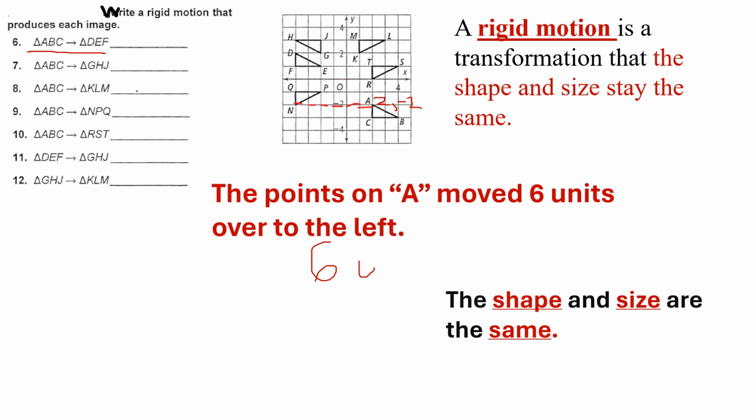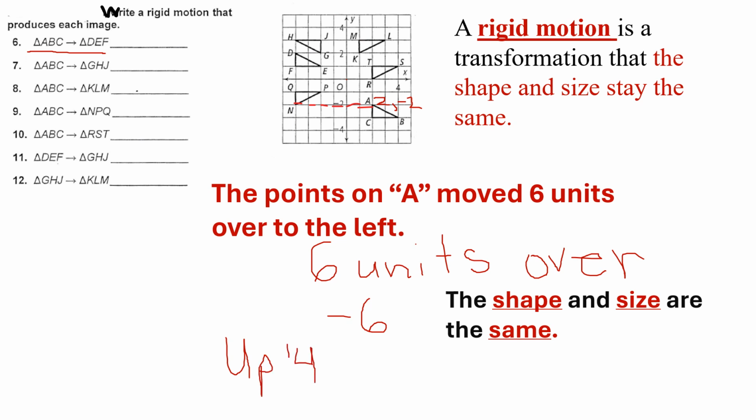Okay, 6 units over. Now over to the left. So that's going to be what? Negative 6. But you went up 4, which is what? Positive. So you were at negative 6 and 4. That's your transformation. But we're not done there.